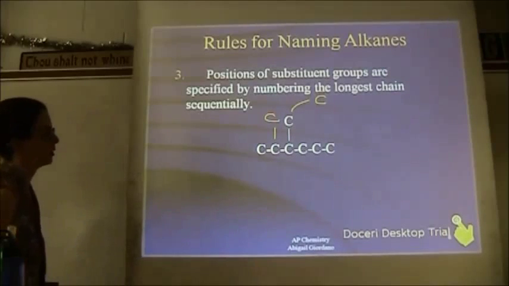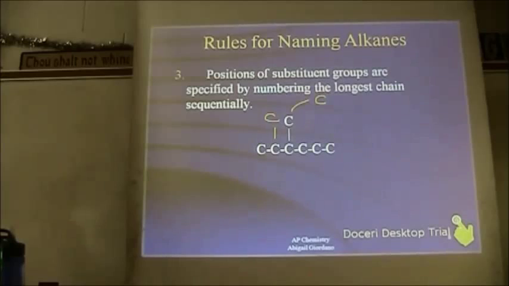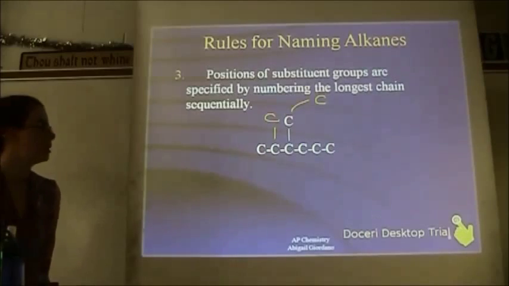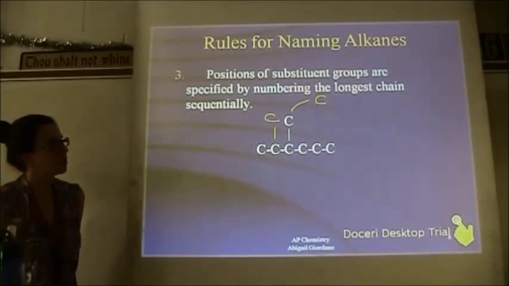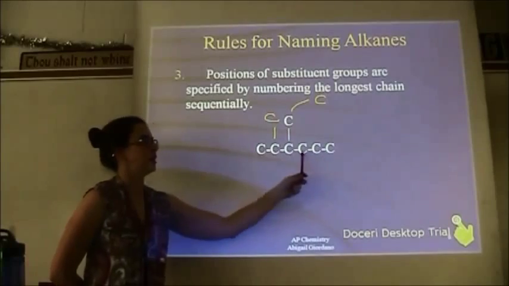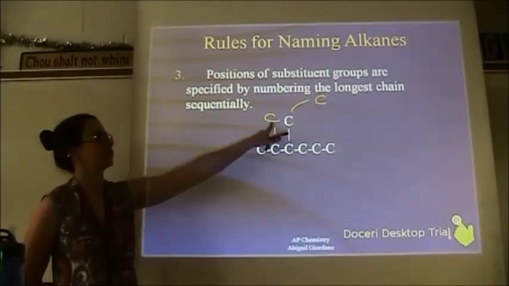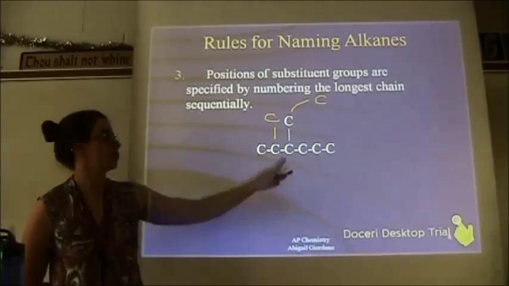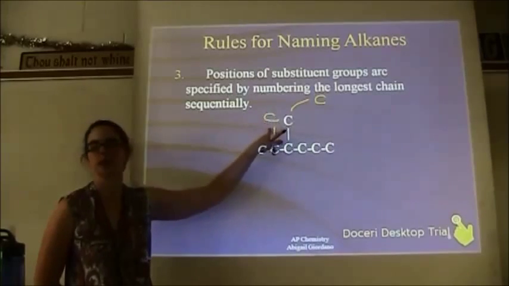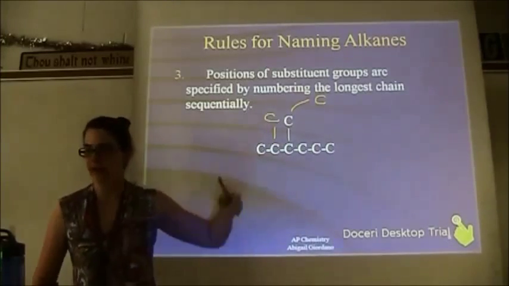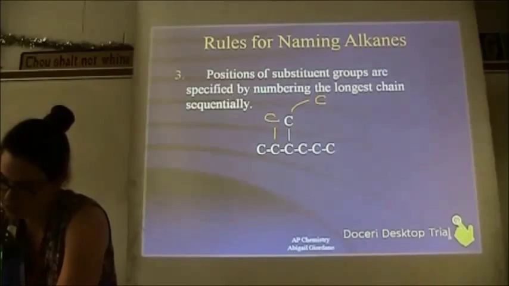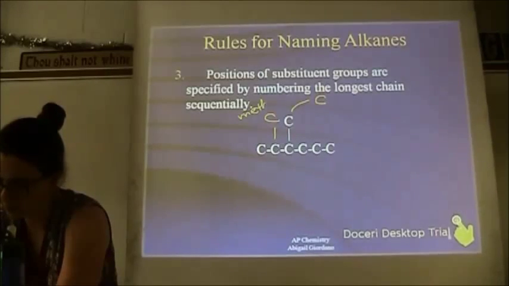Let's see, hold on, let me think about this for a second. Is my longest chain still six carbons? Yes. Yeah, okay, great. So I can still use this as my main chain. All right, well, let's name these substituents. How would you name this guy, just this one? Methyl. Methyl, okay. So that's methyl.